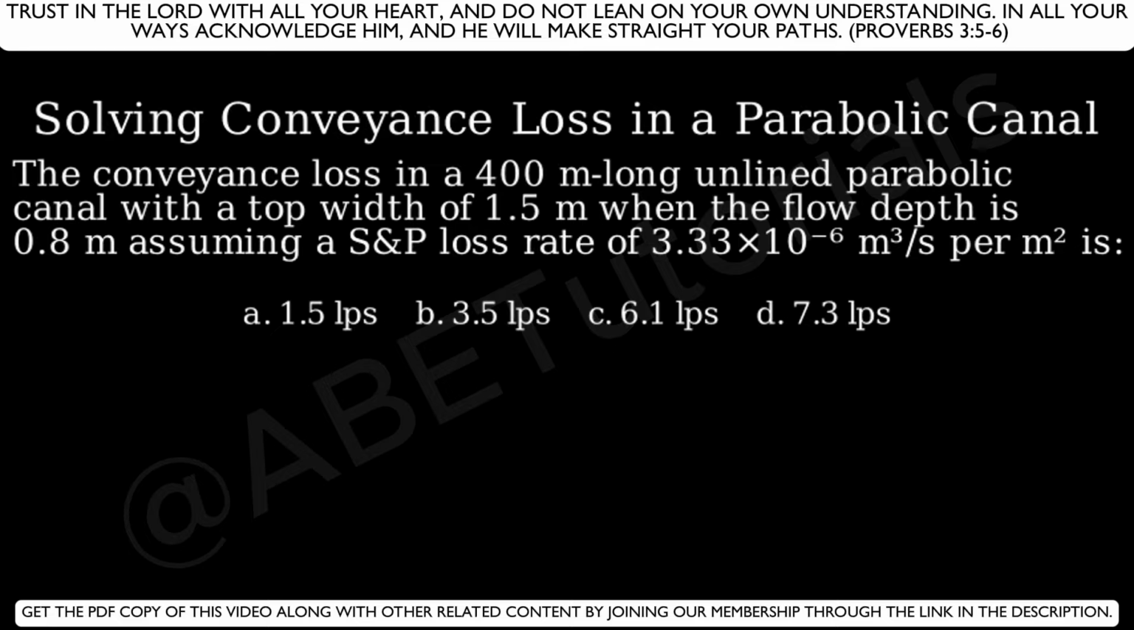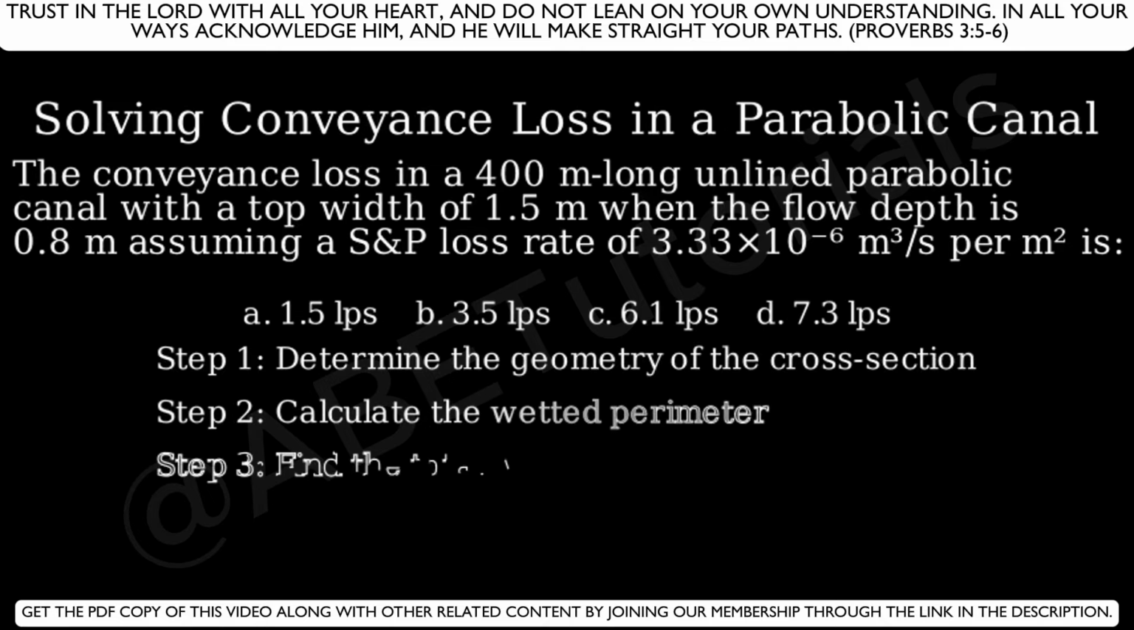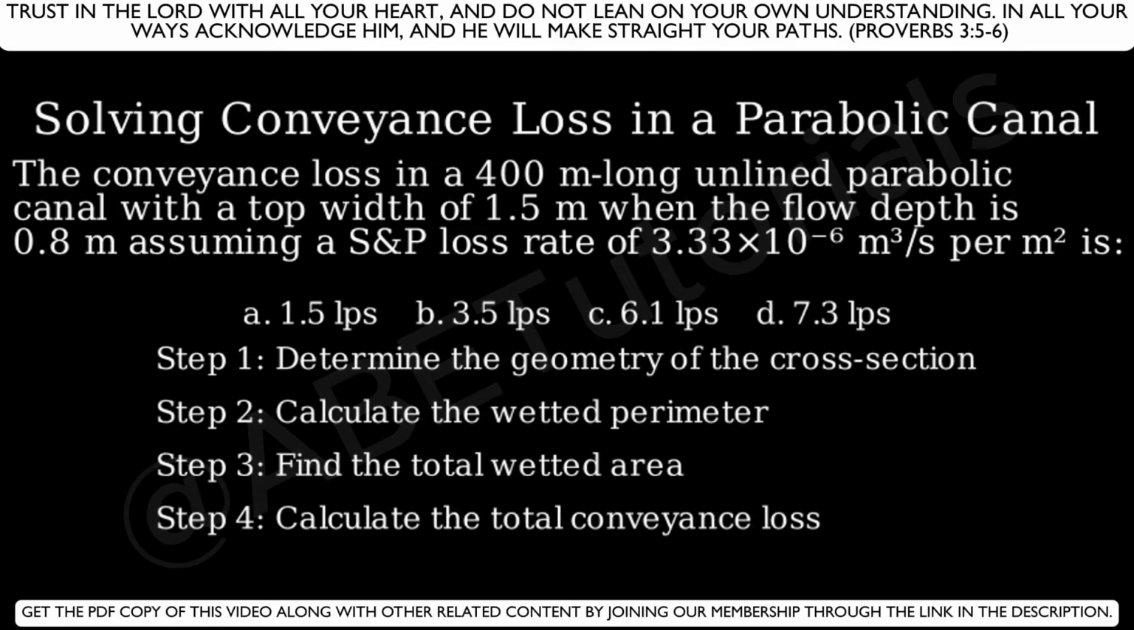perimeter of the canal and the given seepage and percolation loss rate. Let's break this down into steps. First, we'll determine the geometry of the cross-section. Then, calculate the wetted perimeter. Next, find the total wetted area along the canal. Finally, calculate the total conveyance loss.